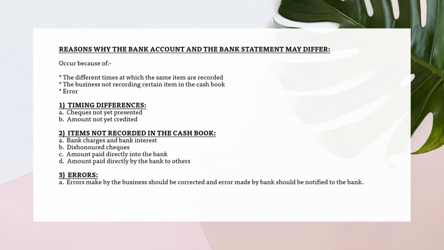So part C, amount paid directly into the bank. When you are directly debited by the bank, you might forget to record it in your cash book. These are direct debits, such as paying the insurance. You know every month which debt you have to pay. You already signed the letter that gives permission to the bank to directly transfer the particular amount. So part D, amount paid directly by the bank to others. Same, this is like what I said, similar to part C.